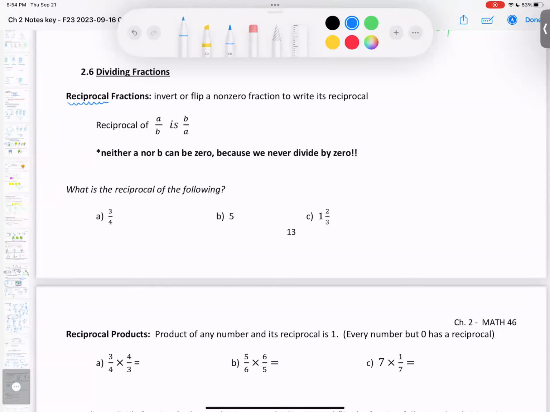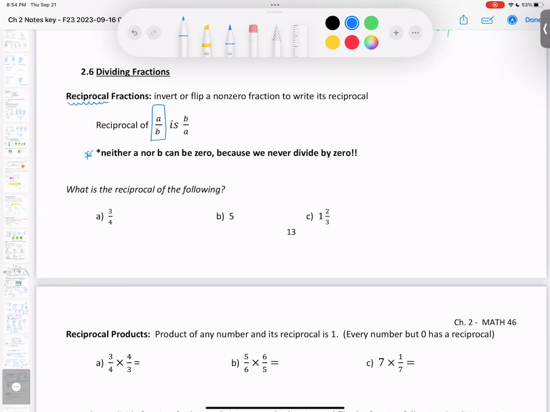So if we have this generic a over b, then we would flip it across that dividing sign and write b over a. Okay, when we go to divide, then we're going to multiply by the reciprocal of the second number. So let's practice some reciprocals. Oh, here's an important note here. Neither a or b can be 0 because we know we can't divide by 0.